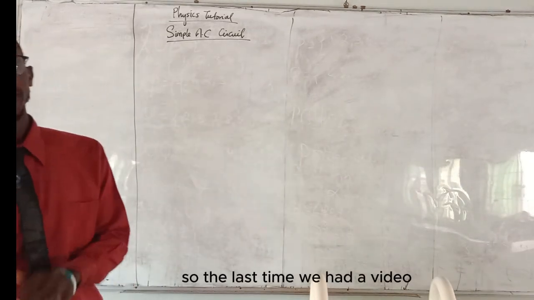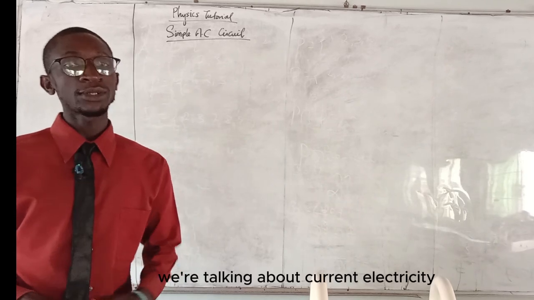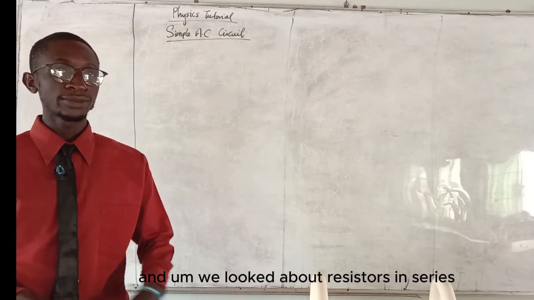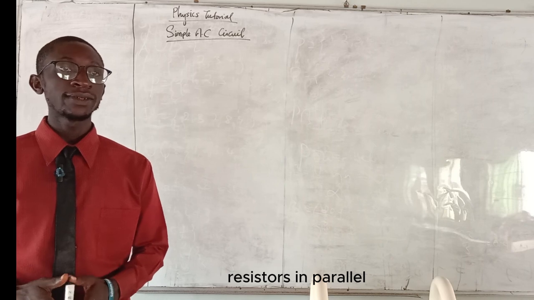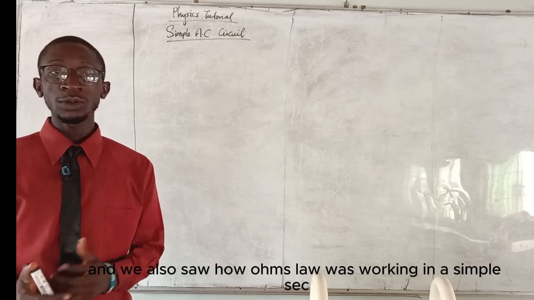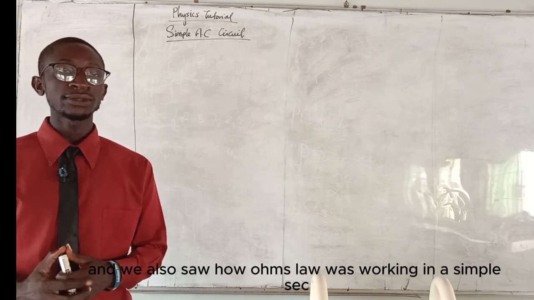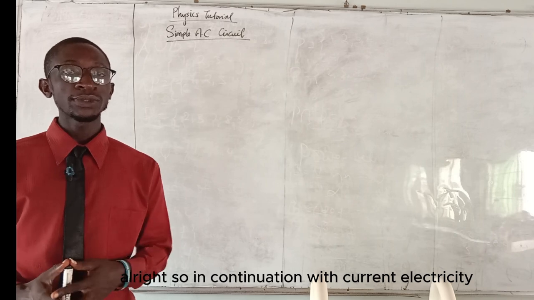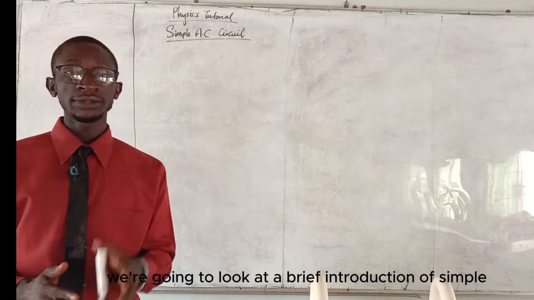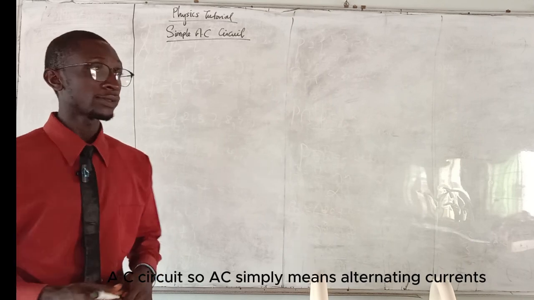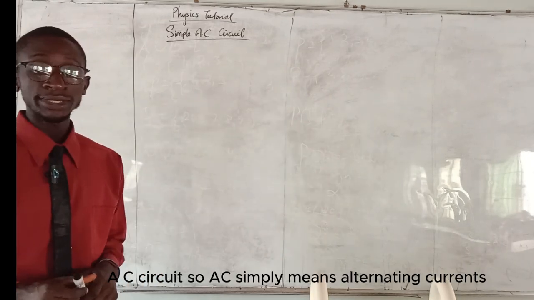So the last time we had a video, we were talking about current electricity, and we looked at resistors in series, resistors in parallel, and we also saw how Ohm's law works in a simple circuit. All right. So in continuation with current electricity, today we're going to look at a brief introduction of simple AC circuits. So AC simply means alternating current.